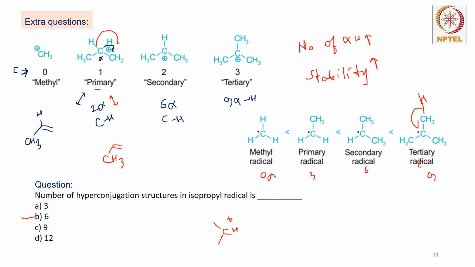So as what we have learned from this, as the number of alpha hydrogen increases, the stability increases. As the number of resonating structures increases, stability increases. So whenever there is a delocalization of electron to a greater extent, that will gain more stability.